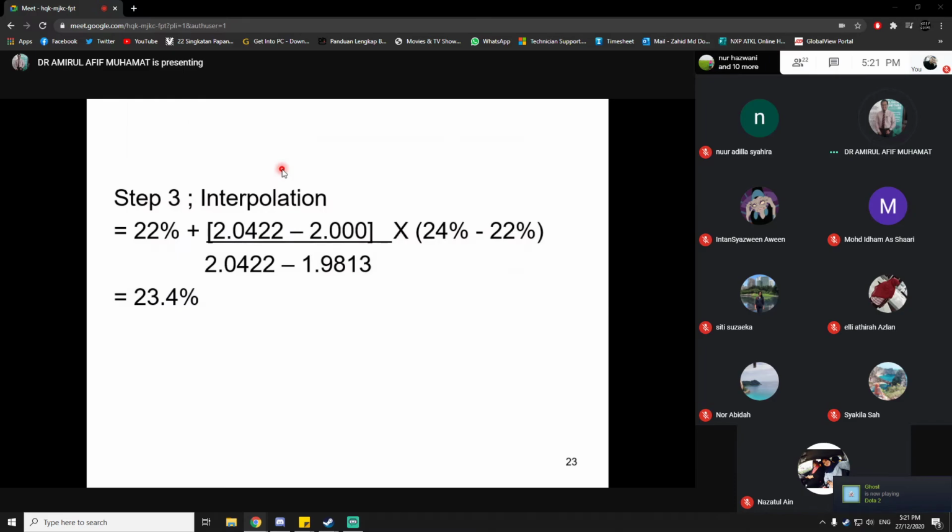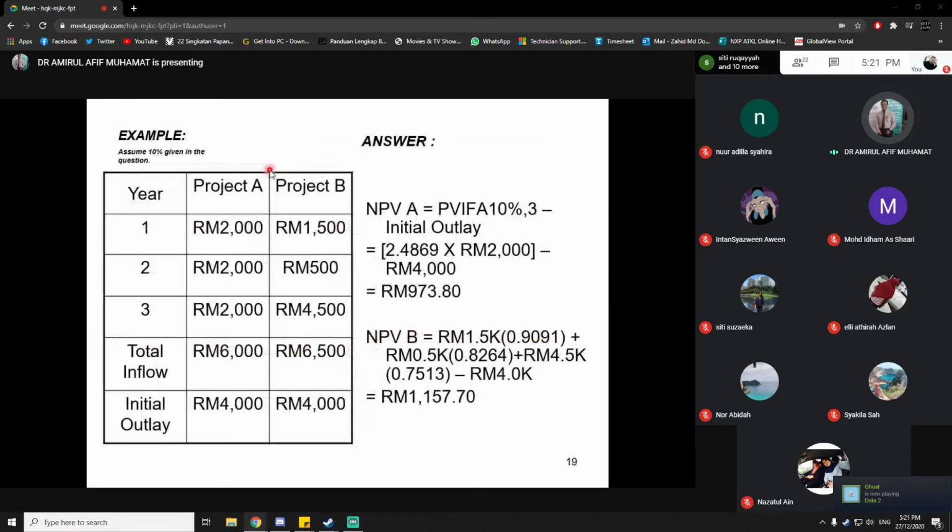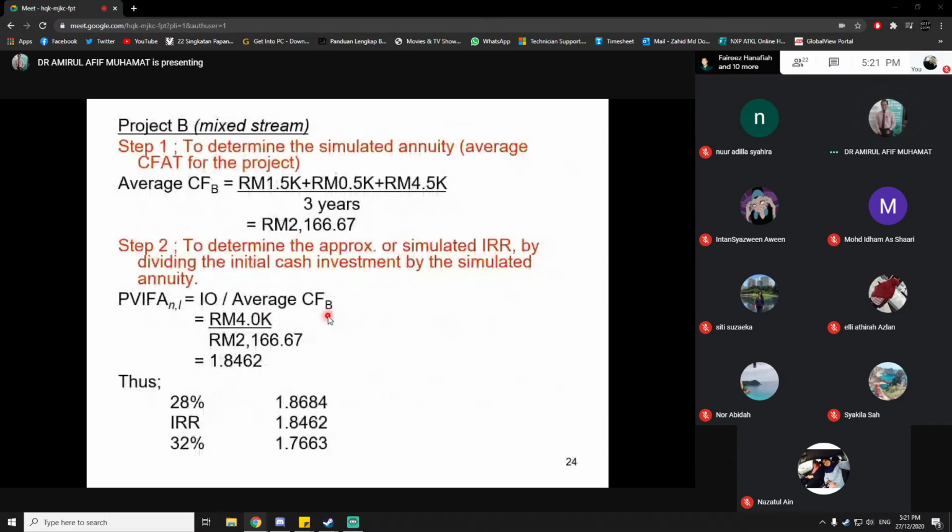So refer back to this example. Now we are looking at project B, the IRR for project B. Project B is mixed, okay? So 1,500, 500, 4,500. This is the income: first year, second year, third year. Income for the first year is 1,500, the second year 500, the third year 4,500. Divide with the period, which is 3 years. So the average is 2,166 ringgit 67 cents. So this is the average.